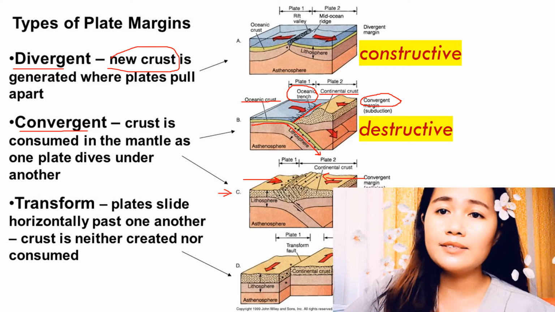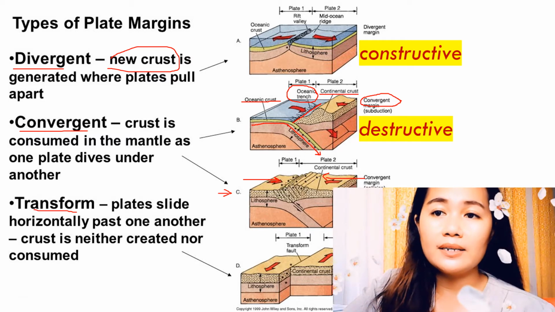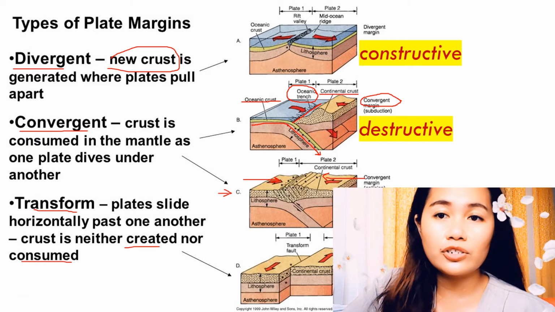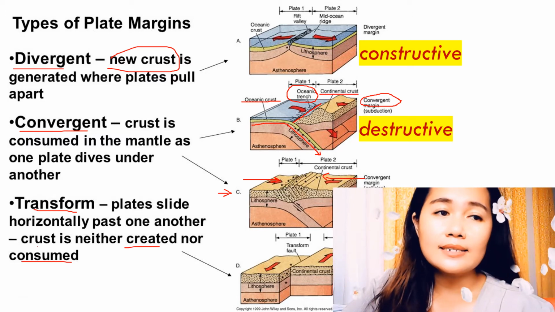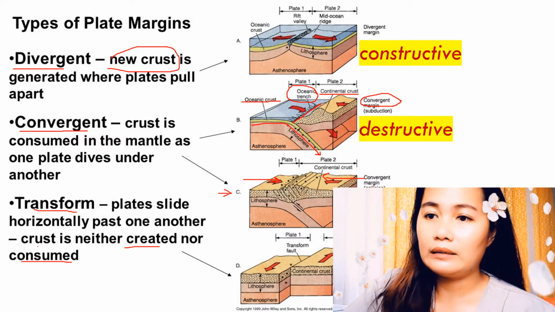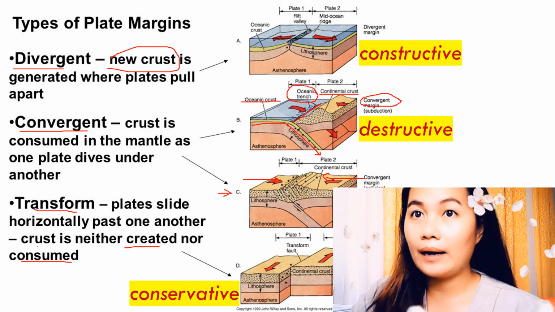Next, sa transform fault, the plates slide horizontally past each other. No crust is created, no crust is also destroyed or consumed. Crust is neither created nor consumed. So, mao ni ang figure. So, this is called a conservative plate boundary.